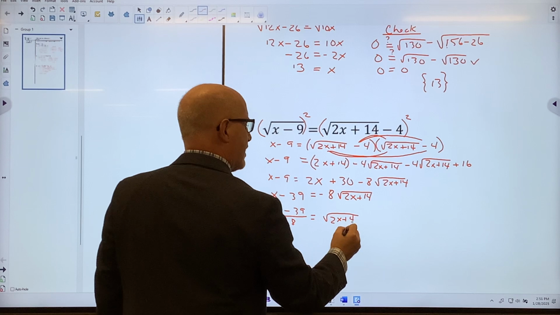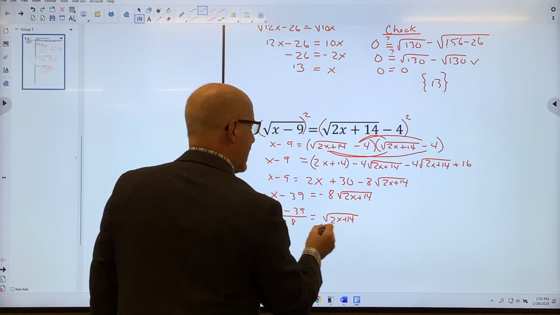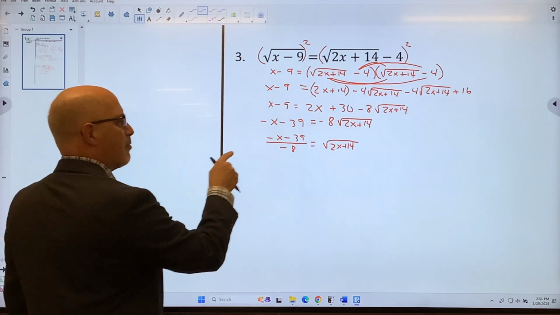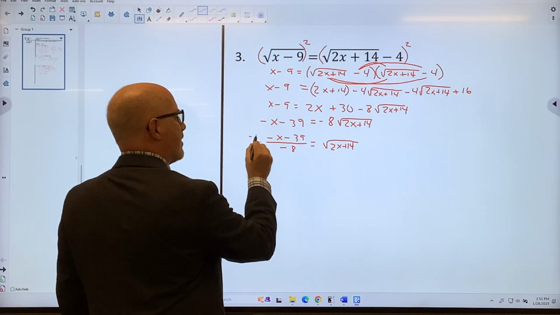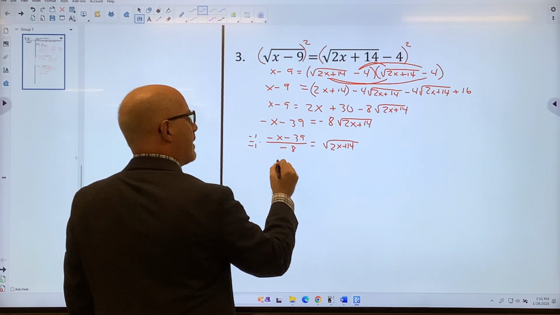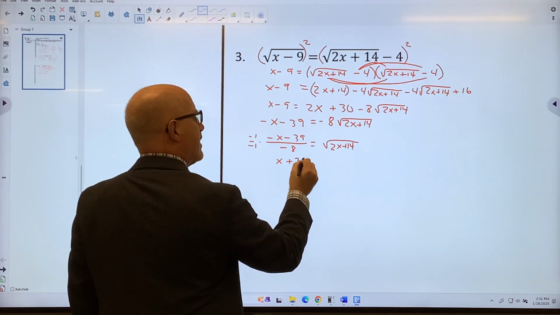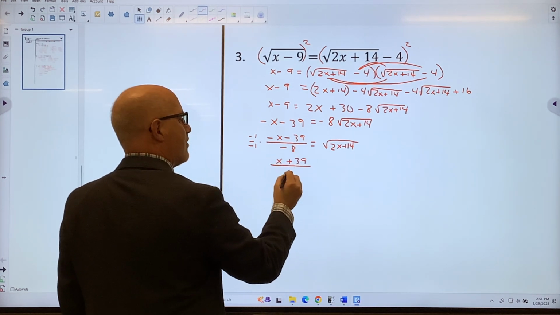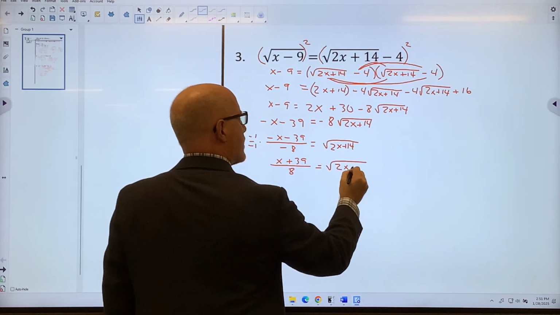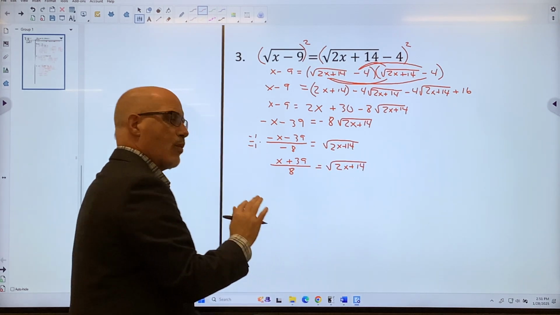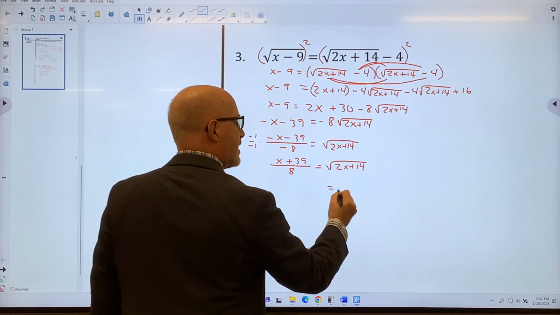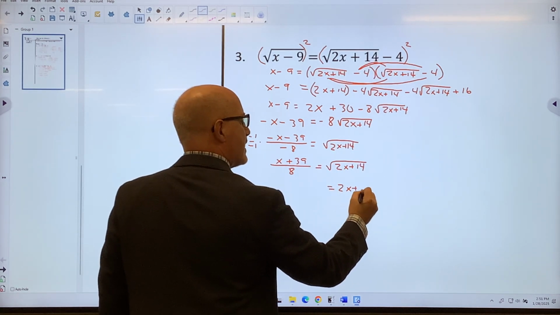I'm going to be a little easier on myself here. This fraction, I'm going to multiply by negative 1 over negative 1, just to get rid of the negative in the denominator. So I'm going to make this x plus 39 over 8 equals the square root of 2x plus 14. Now you've got to square both sides to get rid of that square root. Squaring this side gives me just the 2x plus 14.